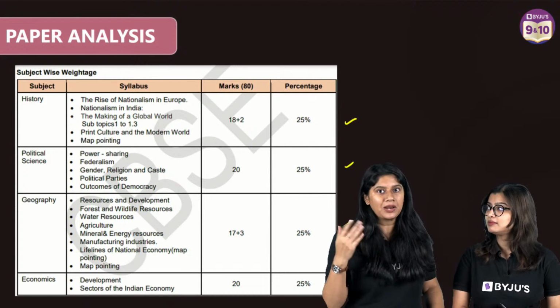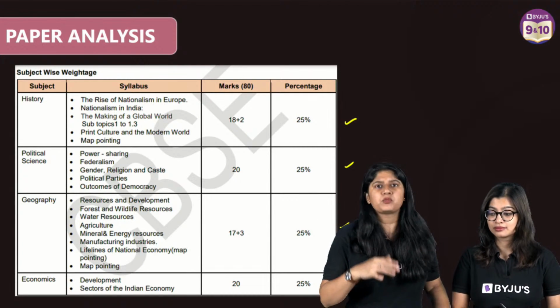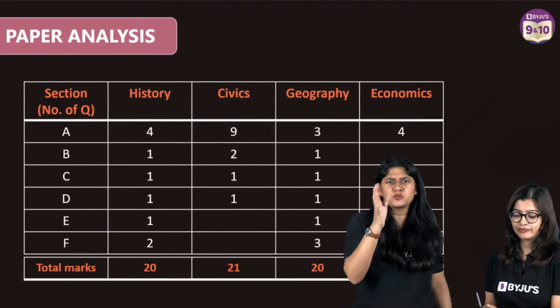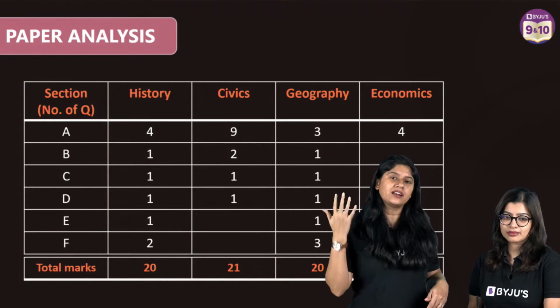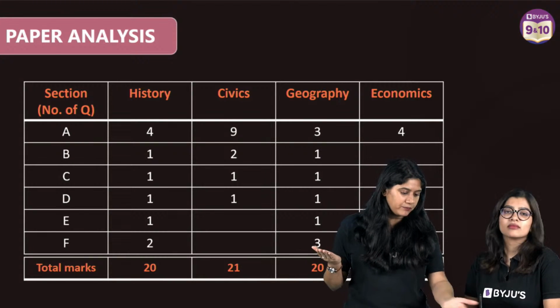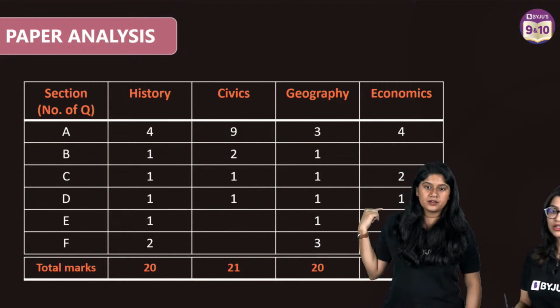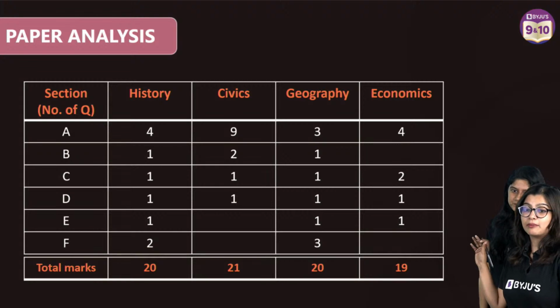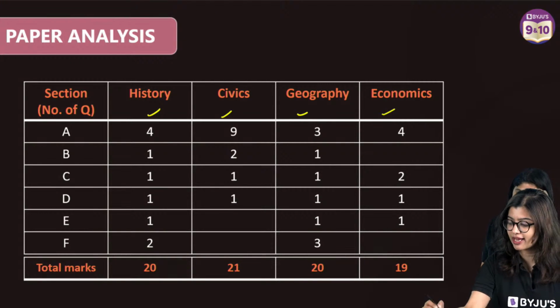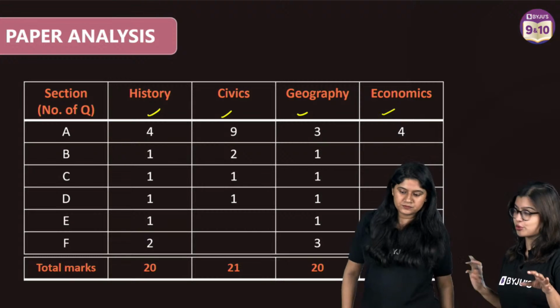It could be that in one paper history will have 21 marks, and geography will have 1 or 2 marks fewer. So once you're studying, don't think that 20 marks will be coming from each. Here and there a marks difference will be there. You can see over here also. What you see right here is the paper breakdown, the number of questions that have come from each. We've broken down the paper and we're showing it to you in the beginning.